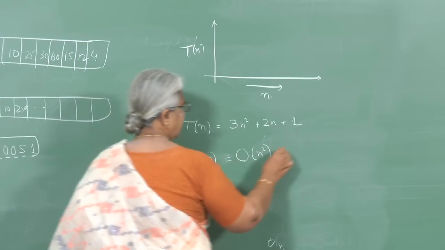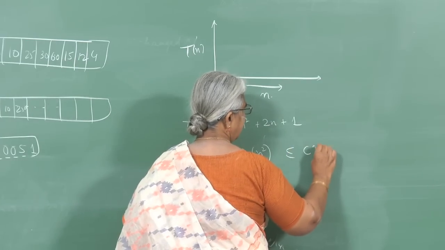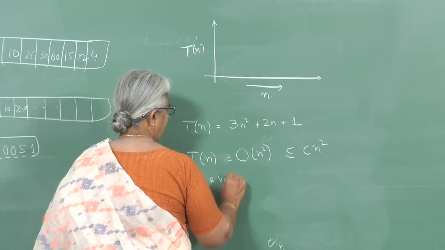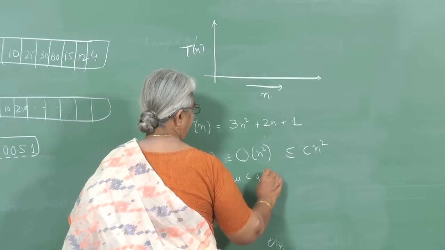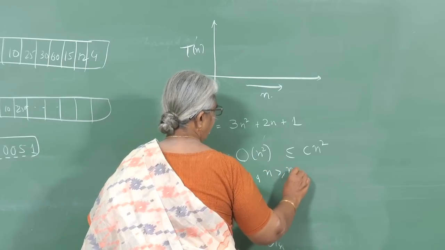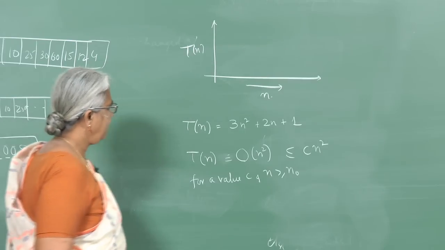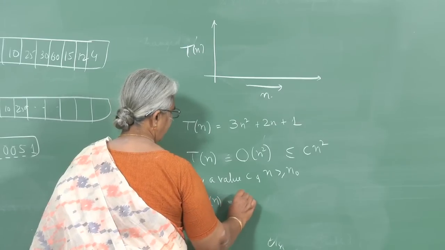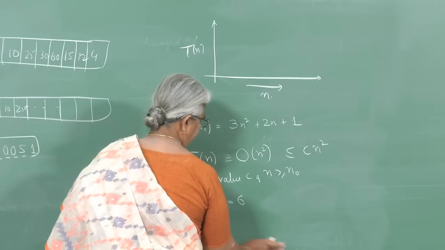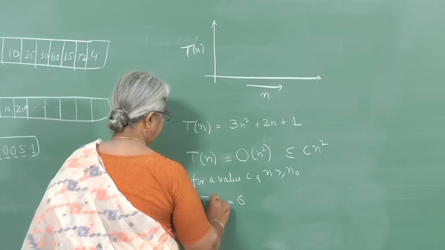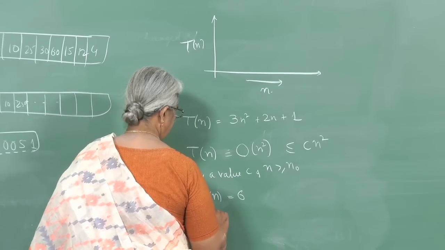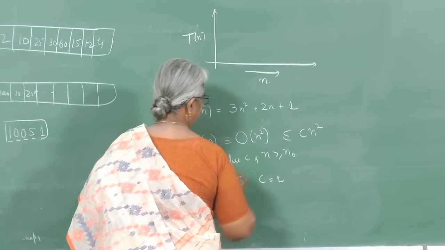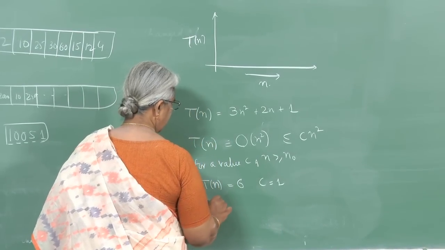which means this is going to be less than or equal to c times n squared for a value of c and n which is greater than or equal to some n naught. So, let us take this example. Let us take n equal to 1, then T of n equal to 6. Okay. Let us take now, let us say that I take c equal to 1. Okay. Then what is it that we get?